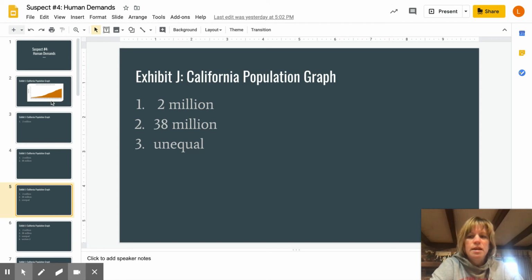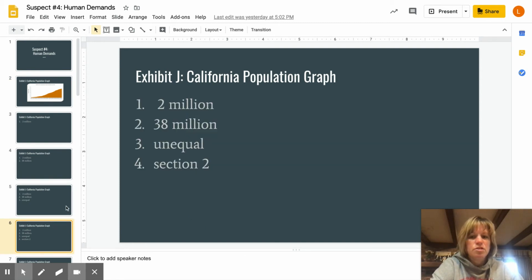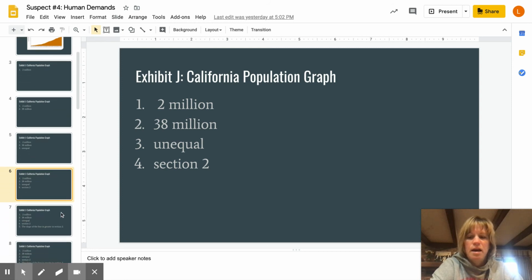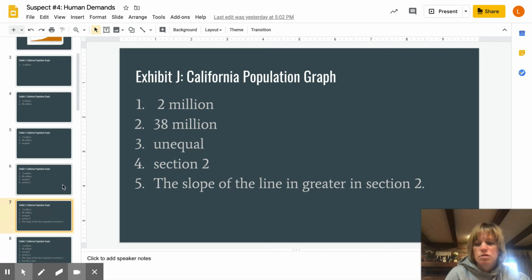If someone said, well, how do you know that? We could easily use a math term, and that term is the slope. Section number 2 definitely has the highest growth rate, and I know it because it has the greatest slope. The point of those questions is that there has been a really high growth rate in California in the last 50 to 70 years compared to early on. California has been experiencing tremendous growth.